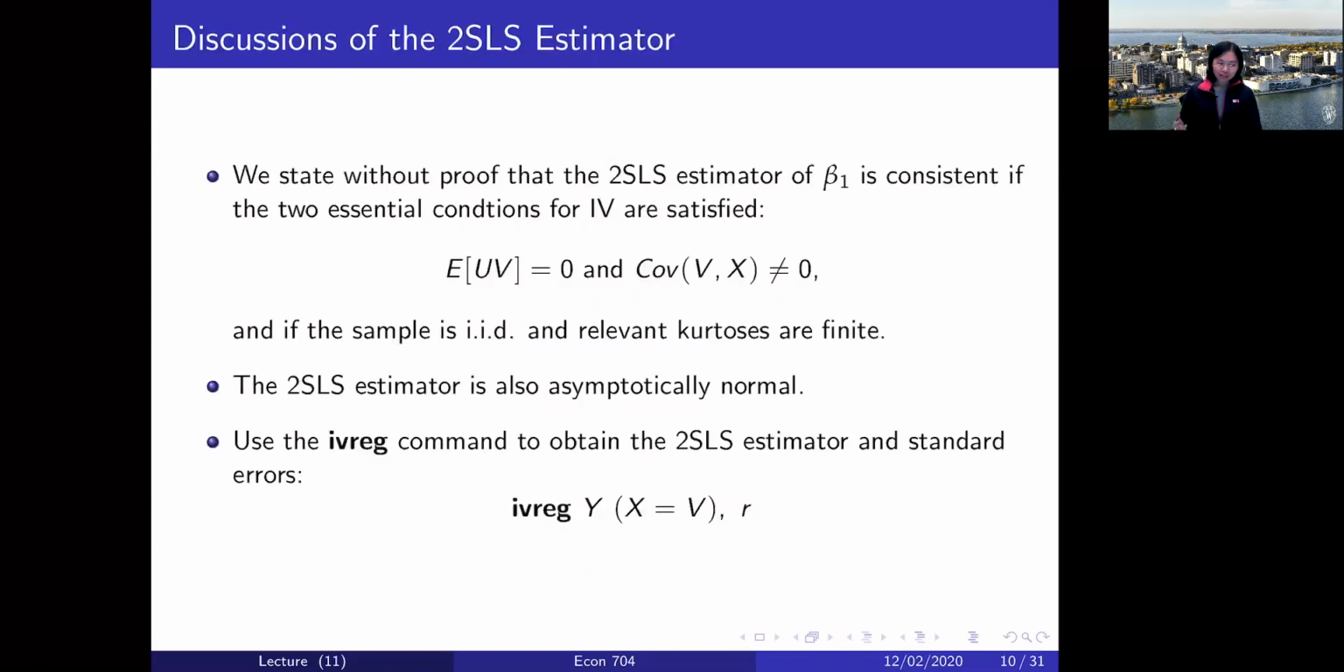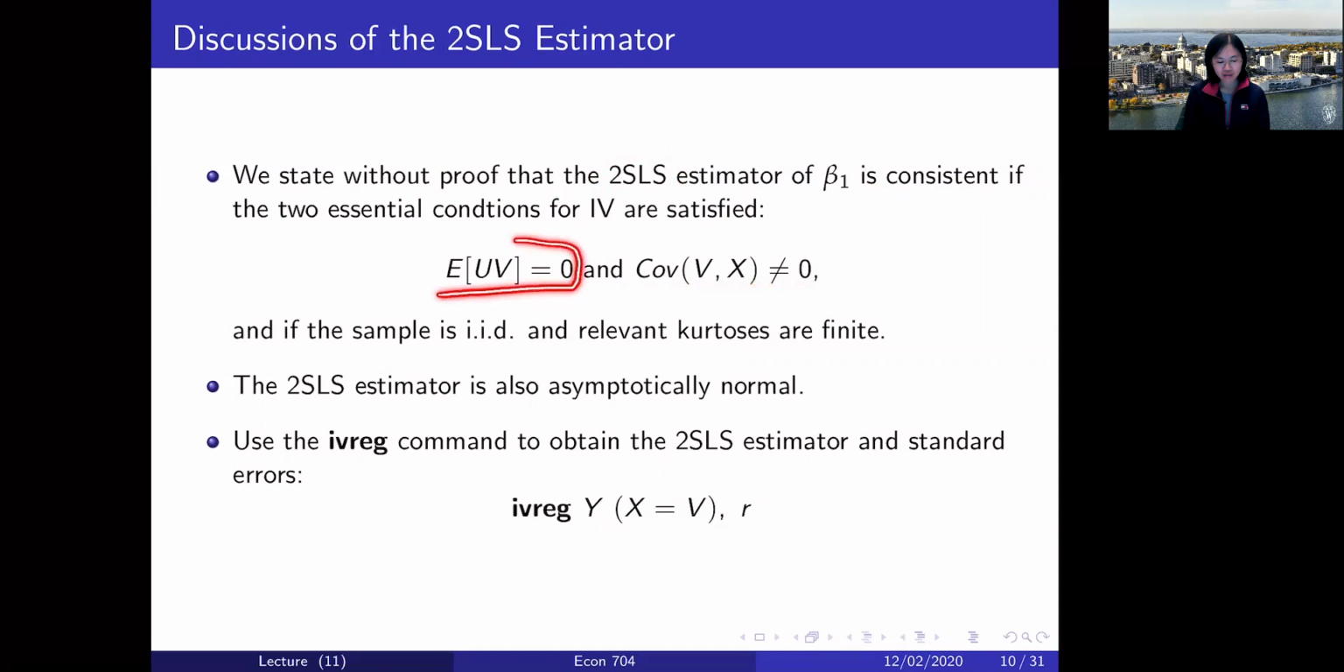Anyway, let's do some discussions of the 2-stage least square estimator that we just introduced. We're going to state without proof. The proof is not hard, but involves quite a bit of matrix algebra, so we're not going to do the proof in class or in problem sets, and we're not going to even require that. But we state without proof that the 2-stage least square estimator we just defined is consistent if the conditions for IV are satisfied.